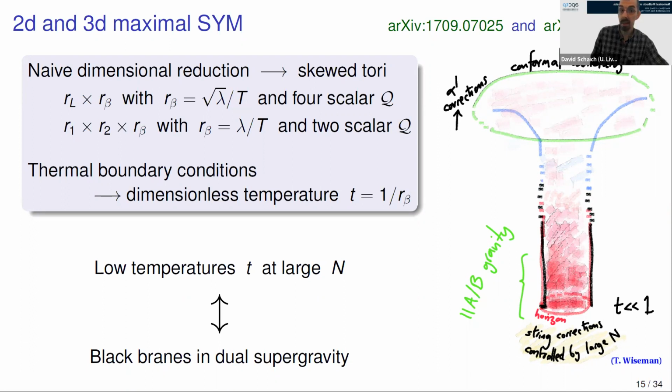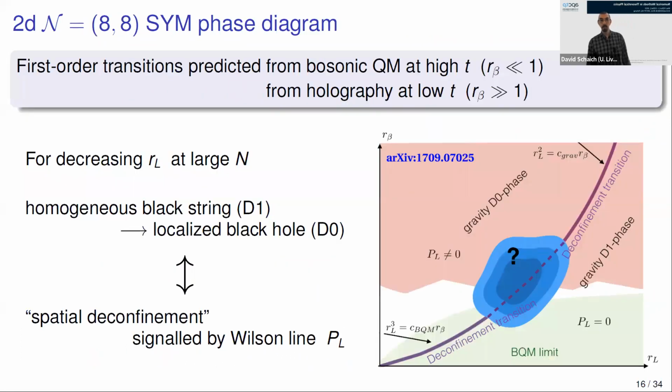And the holographic dictionary applied to these maximally supersymmetric Yang-Mills theories relates their behavior at low temperatures and a large number of colors to the dynamics of black branes, black holes, and extended objects in the dual supergravity, the leading order term in the quantum gravity.